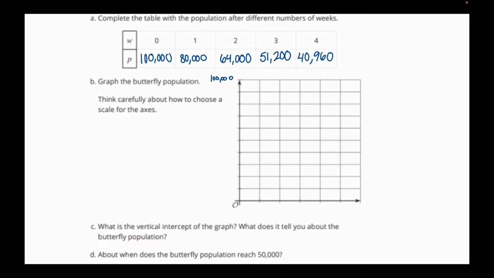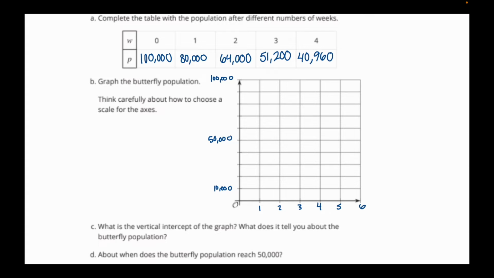You can do your scale a little bit differently if you want. This is just how it worked out, and what I thought would be nice. So if that's 100,000, this would be 10,000 down here. Then 20, 30, 40, this would be 50,000 right here. Okay. And then we want the weeks since the migration began. So we're going to have 0 and then 1, 2, 3, 4. Now we could keep going to 5 and 6. We don't have specific values for those, but we're just going to plot what we have.